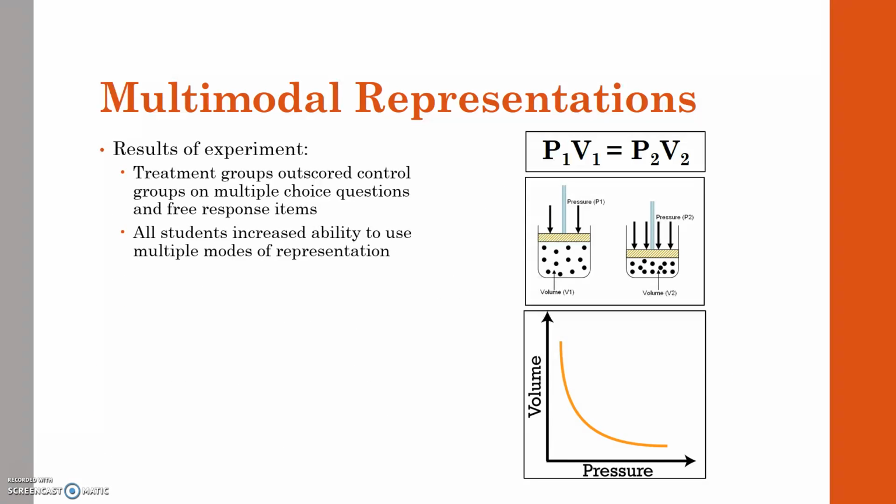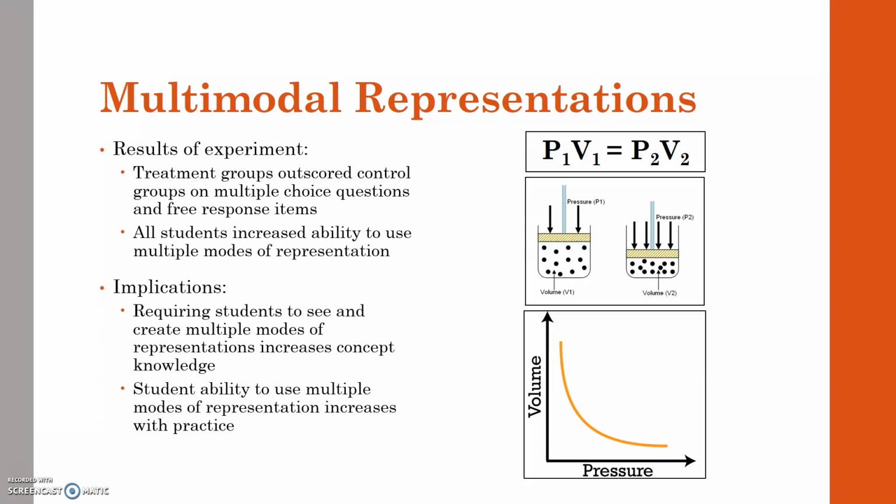What the researchers found was that the treatment groups consistently outscored the control groups on both the multiple choice questions as well as the free response items. They also found that all students increased their ability to use the multiple modes of representation based on that scoring rubric that was used. So what this means is that if teachers require students to see and create multiple modes of representation, then it can increase the concept knowledge.